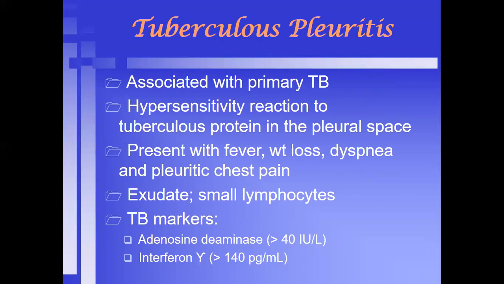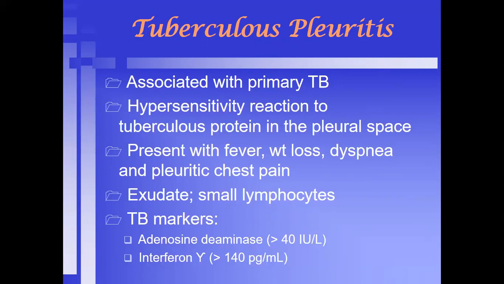Next, and very common in the Philippines, is your tuberculosis pleuritis. So your TB pleuritis is actually more commonly associated with primary TB rather than reactivation TB. And this is said to be a hypersensitivity reaction to the presence of your TB proteins in the pleural space. So it's not the presence of the bacteria itself, just the proteins coming from the bacteria which enter the pleural space and cause that hypersensitivity reaction.